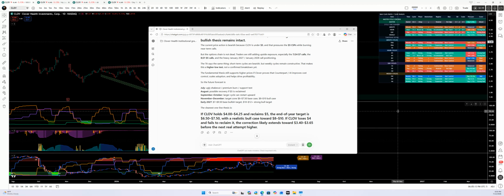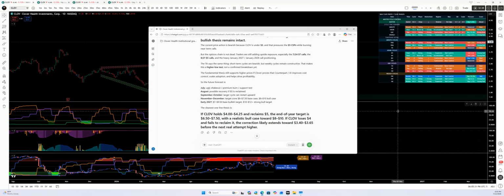The important part is this. A pullback to $4.25 or even $4 would still be acceptable if buyers defended. But if CLOV loses $4 and cannot reclaim it, then the odds shift toward a deeper correction into the $3.40 to $3.65 zone.